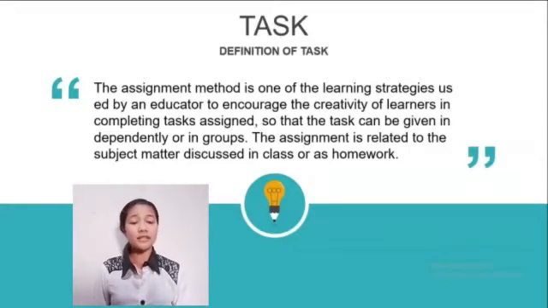The assignment or task method is one of the learning strategies used by an educator or teacher to encourage the creativity of learners in completing tasks, so that the tasks can be given independently or in a group. The assignment is related to the subject matter discussed in the class or as homework. Using the task method, learners can easily understand the learning materials. They will continue to search, find, and accomplish the tasks in various ways, such as by reading books, searching the internet, and conducting investigation in the family, school, or community, so that the results of the search can be more easily absorbed in the memories of learners.